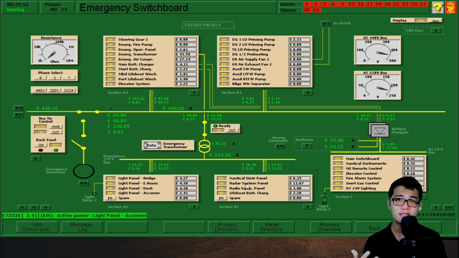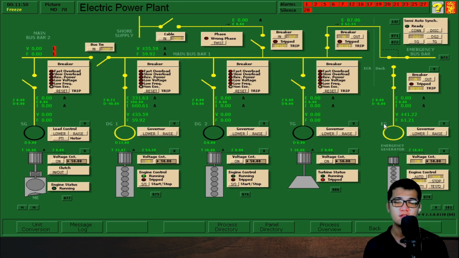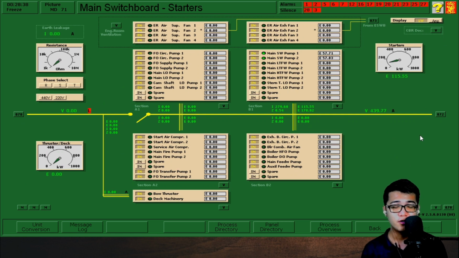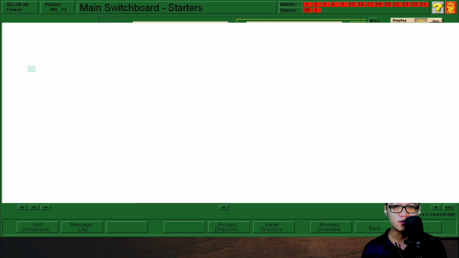Now, we mentioned earlier, let's go back, that our main bus bar 1 is connected not only to our emergency bus bar, but also to the main electrical consumers of our ship. So what are these electrical consumers? We will now go to the feeders and starters. So this is our main switchboard starters.